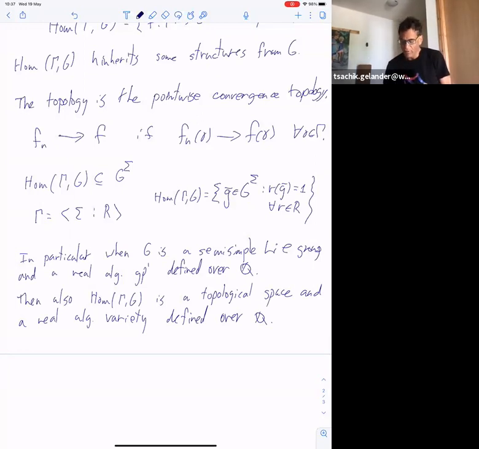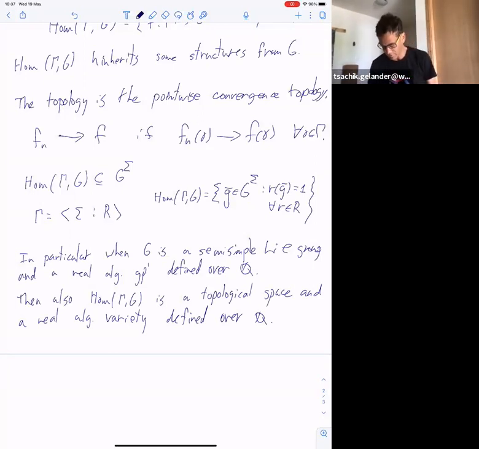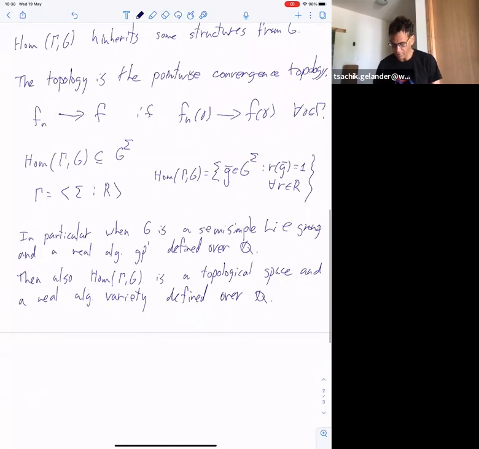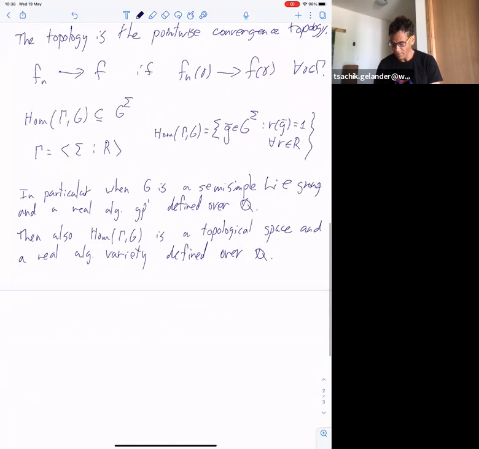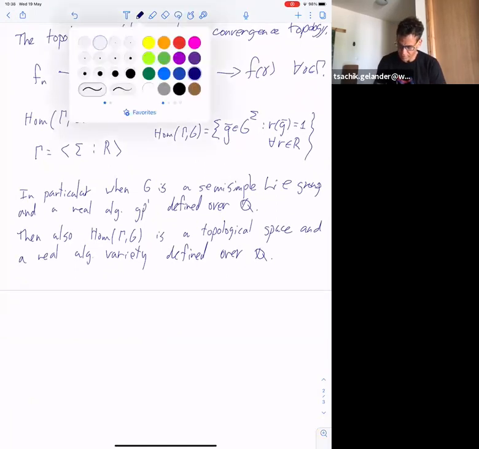Yes, sometimes you care about other structures, like if G is a measurable group, if G admits a Haar measure, then also this will be a measurable space, and you inherit the measure. If G is a compact group, then this will be a compact space, and so on. But in our case, we care about these two structures. Okay, now definition.